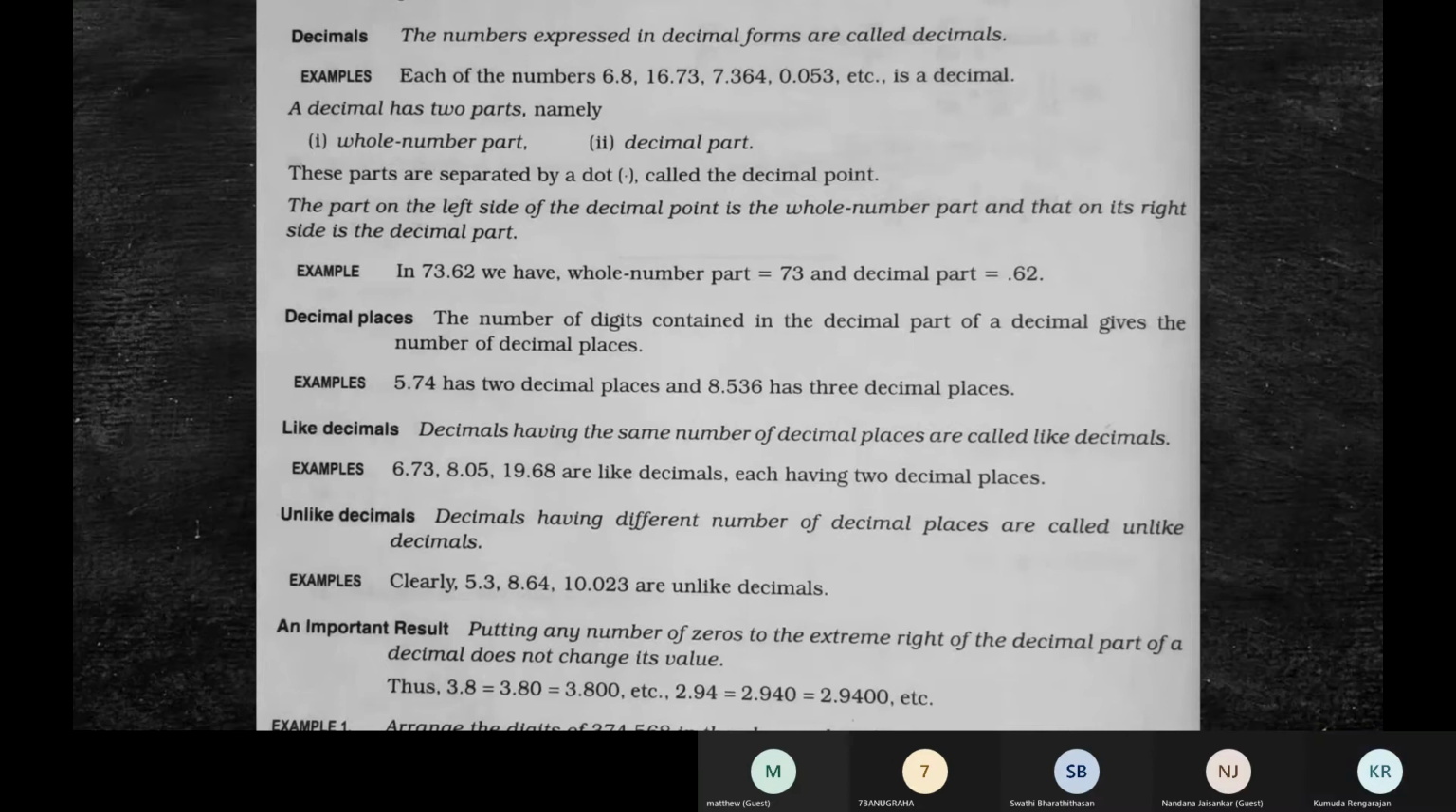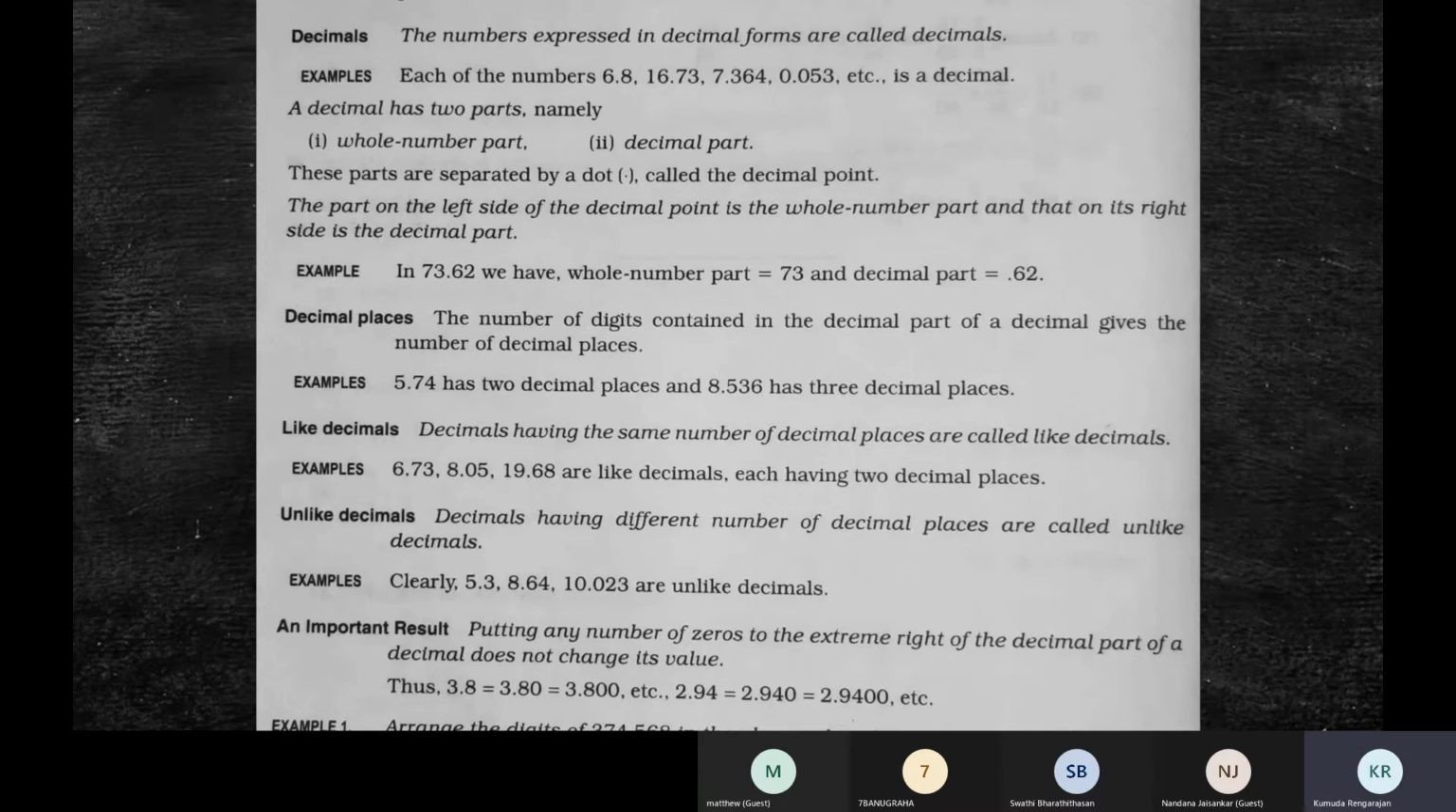Okay. Now, like we have like fractions and unlike fractions, we also have like decimals and unlike decimals.